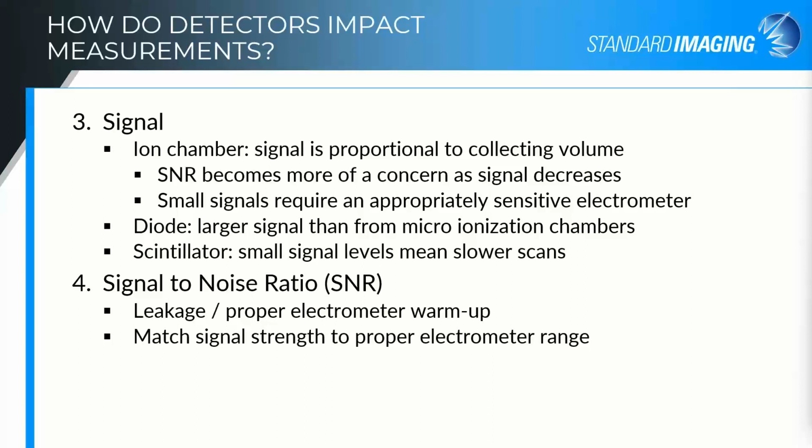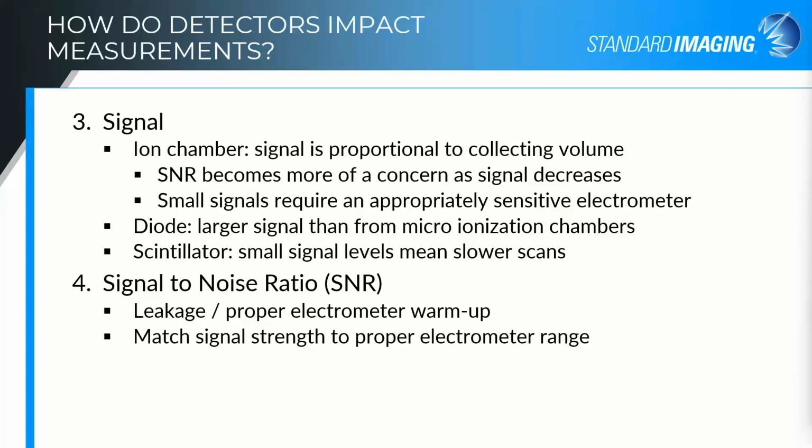For something like the scintillator, you get a small signal level from the scintillator. That means you do have to slow down your scans in order to get accurate measurements. And I'll talk about that a little bit more later on in this presentation.